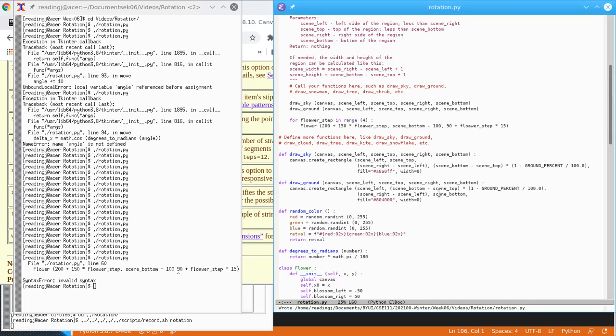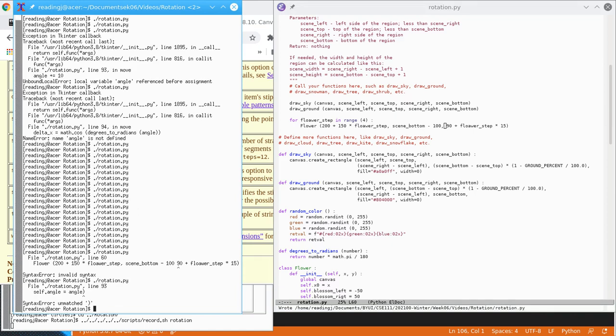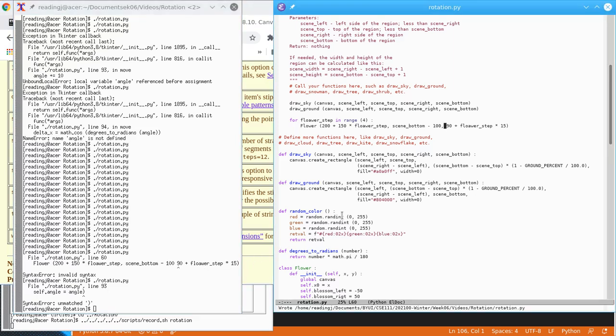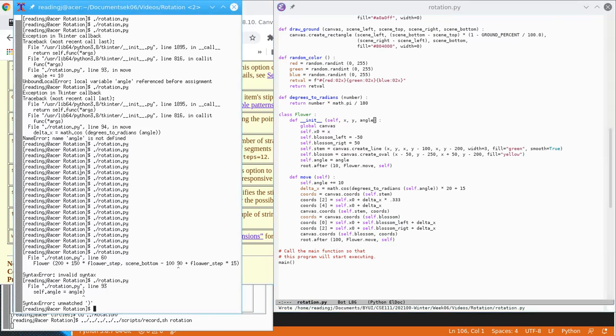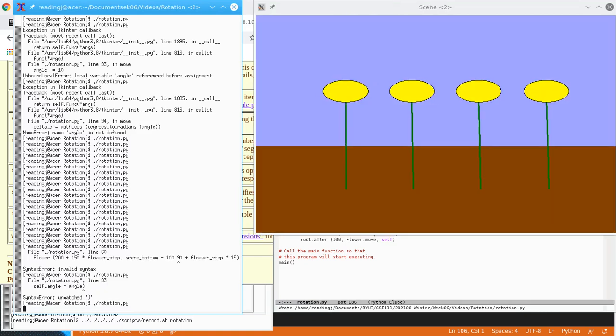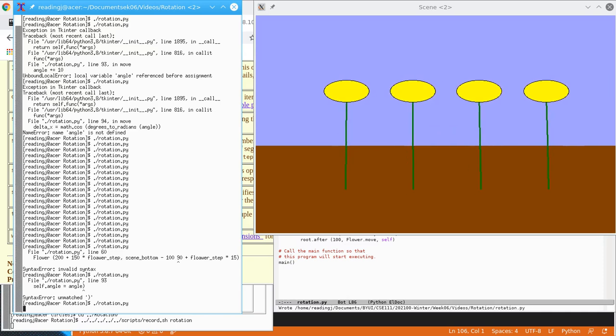See, VS Code would have shown me that with a squiggly. Emacs doesn't do that for me. What? Which 93? Oh. And I forgot to add it in here. Self.angle equals angle. Okay. How about that? I did it the wrong way.